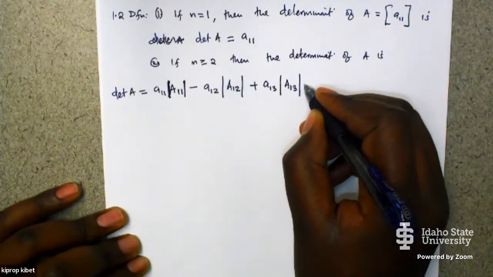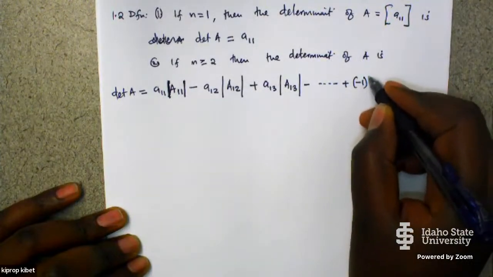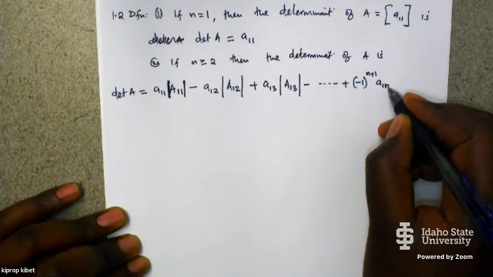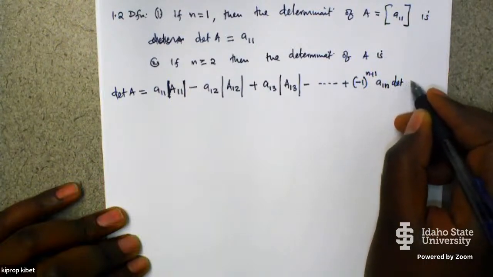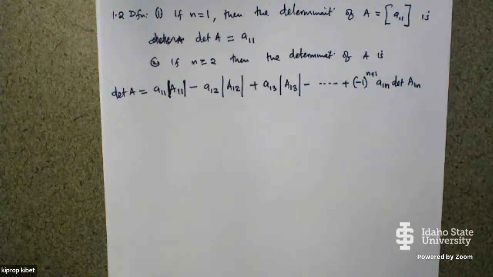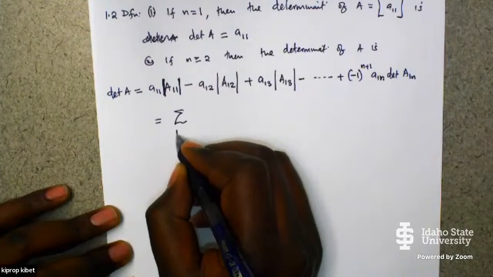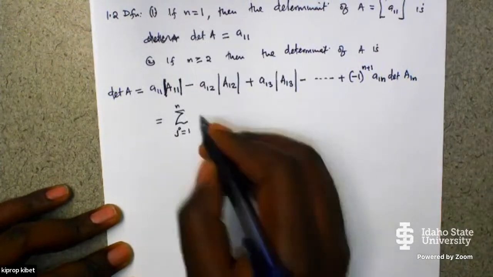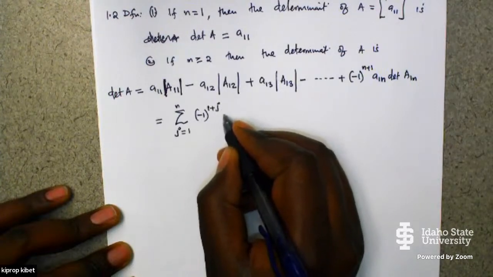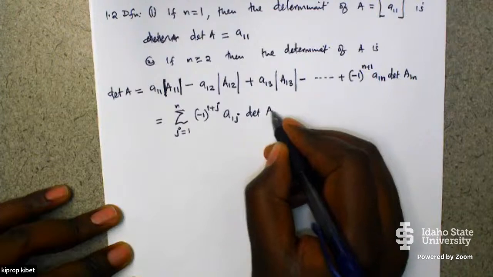Then you continue like that, and then plus or minus 1 raised to n plus 1, a1n determinant of A1n, which is the same as the summation, sigma from j equals 1 to n, of minus 1 raised to 1 plus j, a1j, determinant of A1j.